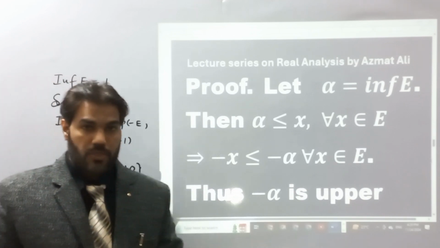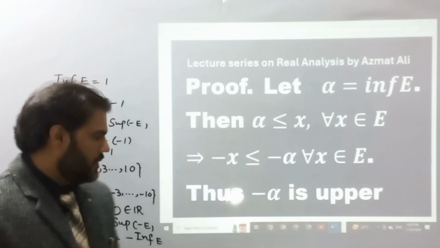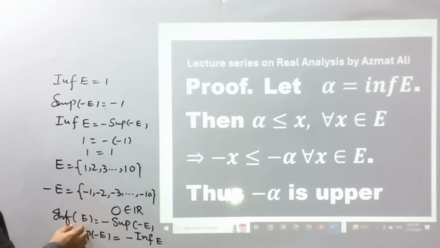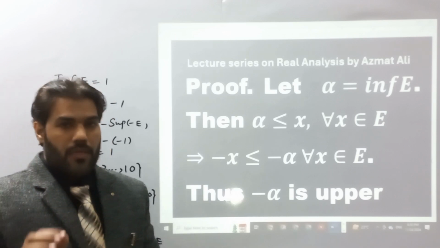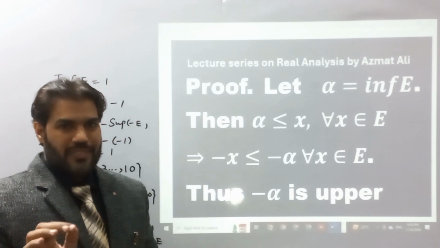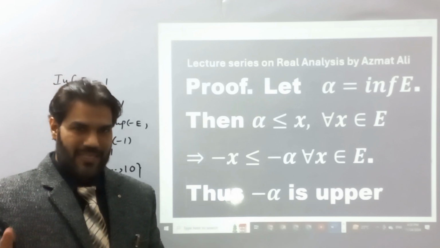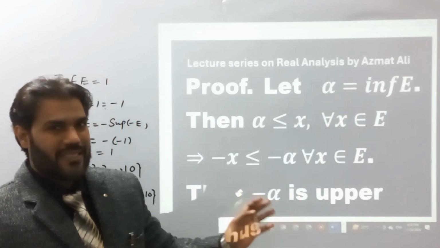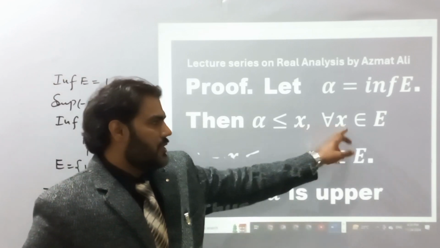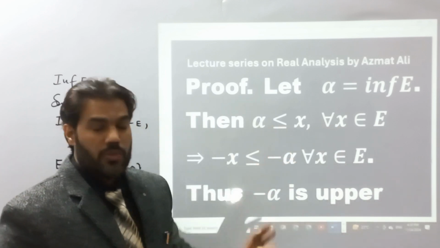Next we prove this property in general. Let us take alpha equal to infimum of set E. We have to show this property. We will take alpha as an infimum of set E. Then according to the definition of infimum, what is the definition of infimum? The definition of infimum says that this is an element which is less than or equal to every element of set E. So if alpha is the infimum of set E, then alpha will be less than or equal to every element of set E. So if elements of set E are X type, alpha will be less than or equal to X.